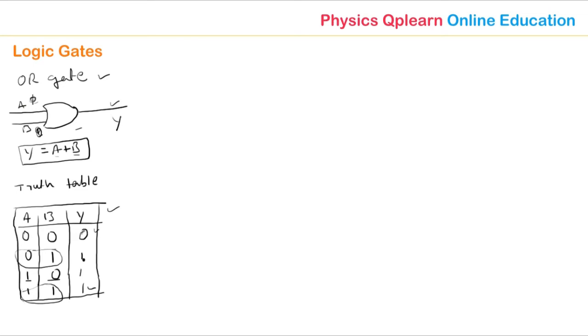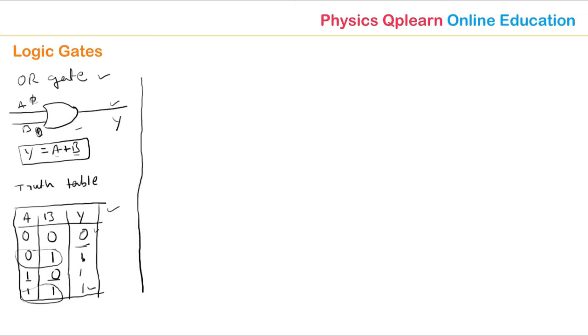The output of an OR gate is 1 when any one of the inputs is 1. Either A should be 1 or B should be 1, or both inputs A and B are 1. Then only the output will be 1, or else the output will become 0, or low. So this is the OR gate. Are you clear?